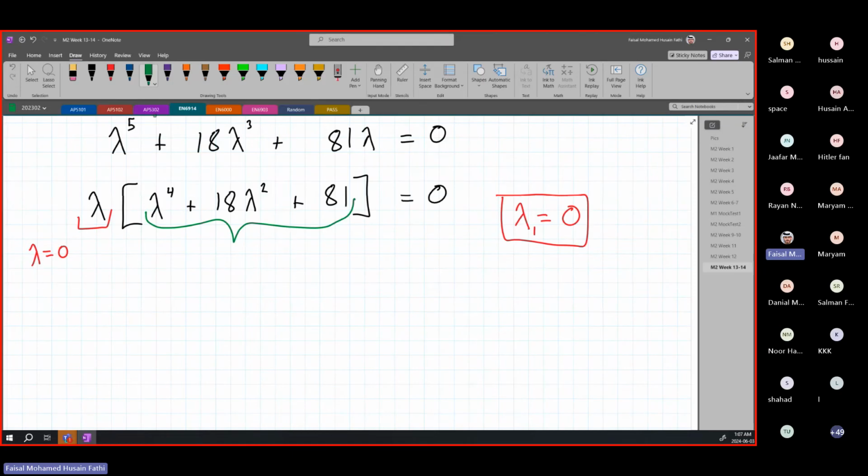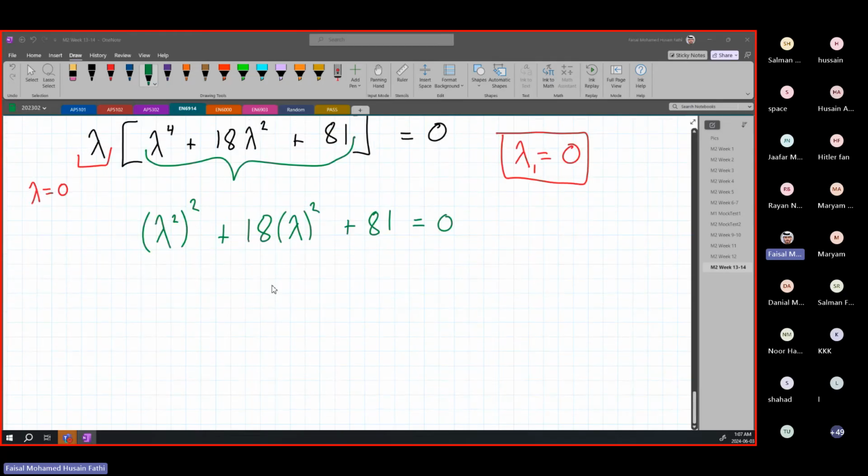If we write it in a different form, if we want to forget about the u, you can say that this is the same as saying lambda to the power of 4 plus 18 lambda to the power of 2 plus 81, equal to 0, right? This is what I basically said. But to make it easier to look at, so you don't get confused with the lambda, what I said is, let's say that u is going to be equal to lambda squared.